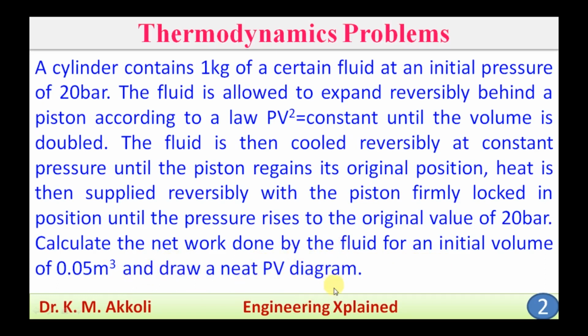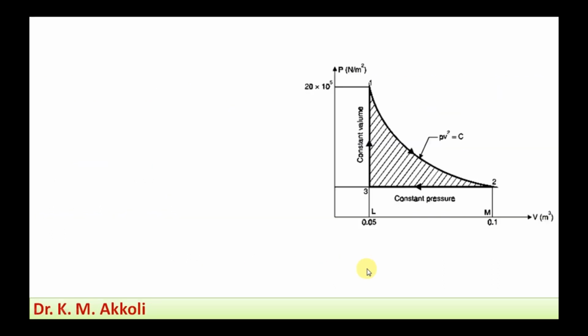For that, we have to draw the PV diagram. Continuing with this, first we will take the PV diagram. The initial state 1 is at 20 bar pressure. Then it expands polytropically, that is at PV raised to 2 is equal to constant. The initial volume is V1 and the final volume is V2, where V2 is equal to twice V1. The initial volume is given as 0.05, so the final volume V2 will be 0.1.